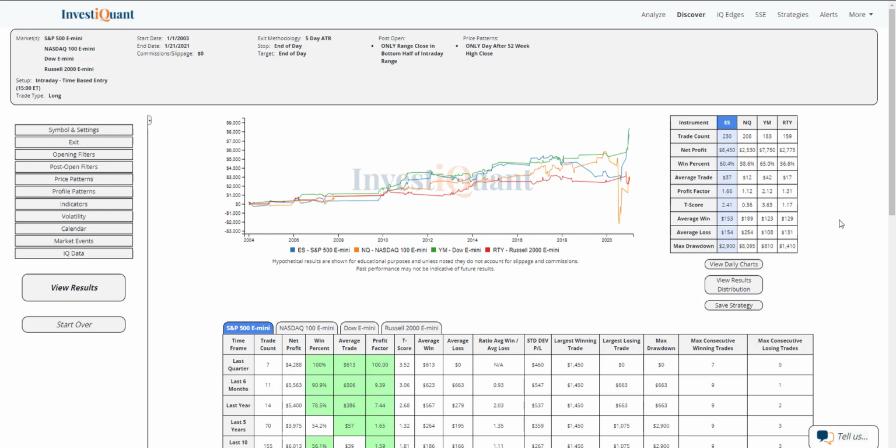But most of those, not a big difference between average win and average loss, and the win rates on those have leaned towards the long side into the close. So even though this pattern is showing a little bit of weakness with it trading in the bottom half of the range following that 52-week high close, more often than not, it has closed above that 3 p.m. price at the close. So hopefully you found that helpful.